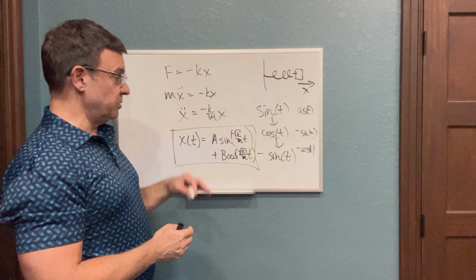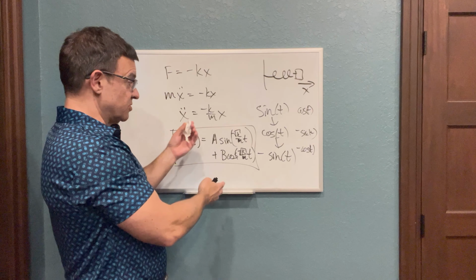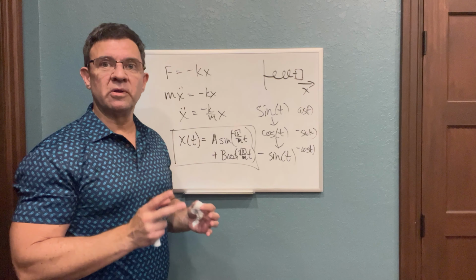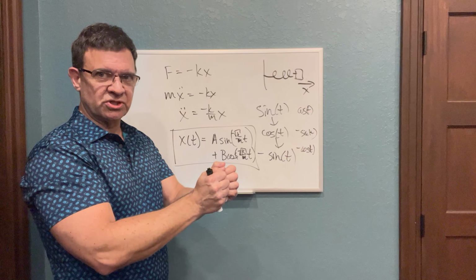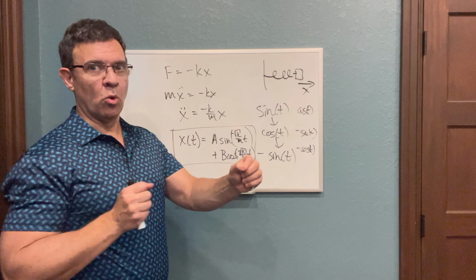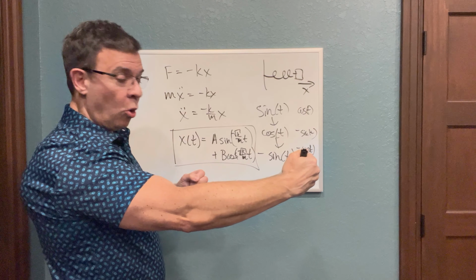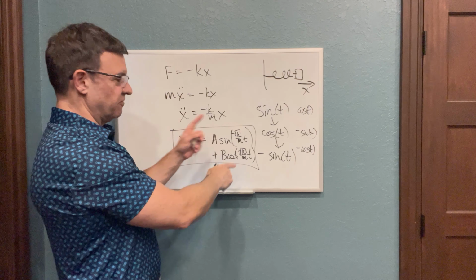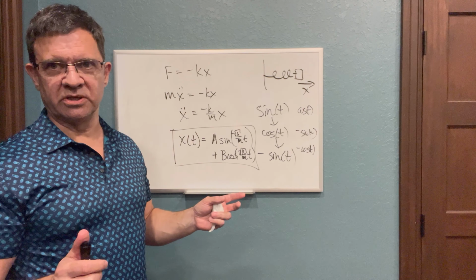Sometimes it'll just be a sine wave. Sometimes it'll just be a cosine wave. Sometimes it will be a linear combination or superposition of the two. It all depends on the initial conditions. At t equals 0, what's the position of the block? At t equals 0, what's the velocity of the block? Do you start pulling it out with no velocity? Or do you start with it passing through 0 but with a certain velocity? That'll help you figure out what the constants A and B actually are. It's all about initial conditions.